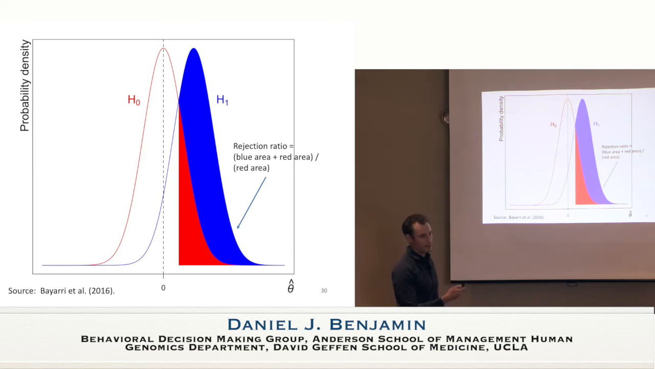The likelihood that you would get that under the null hypothesis is the area under the red curve, so that's this red shaded area. The likelihood of getting that significant result under the alternative hypothesis is the area under the blue curve, so that's the blue plus the red area. And so the information you get from a significant result about the alternative versus the null is the ratio of the areas, the blue plus the red divided by the red. So that's the rejection ratio.